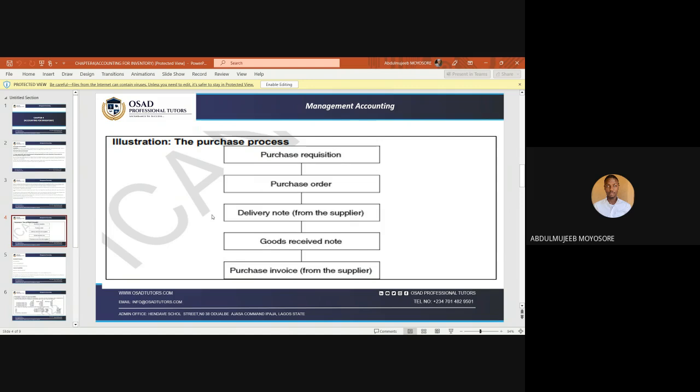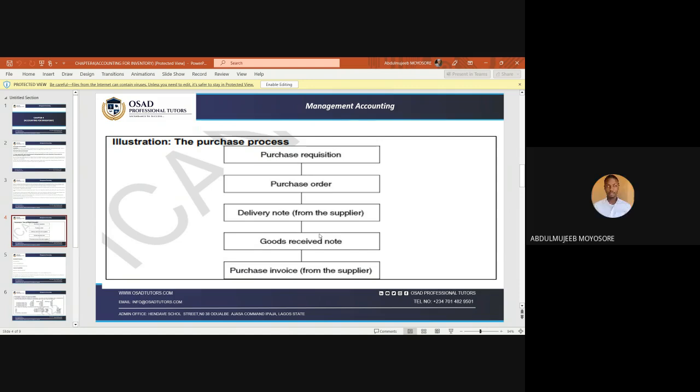So you can just come in and say, okay, after the purchase order, what's the next step? Definitely next, delivery notes from the supplier. So familiarize yourself with the purchasing process. Purchase requisition: we want to buy this particular thing, this is what we need. Purchase order: okay, Mr. Supplier, Mr. Caleb, help us get 5 bottles of this particular hair cream.